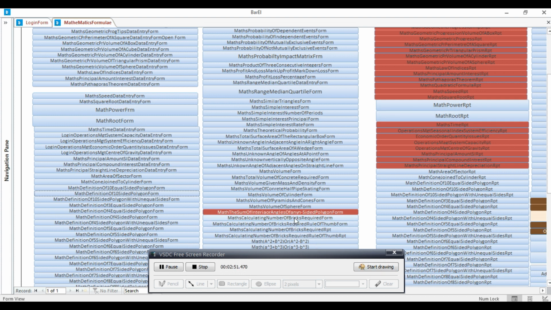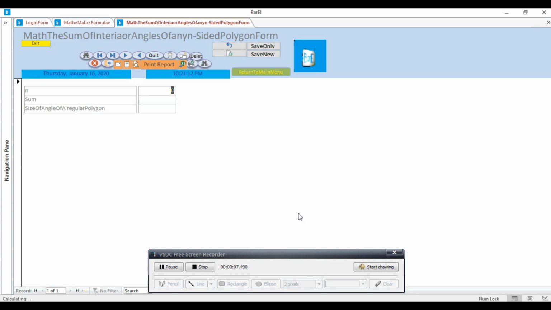Let us find the sum of interior angles of any sided polygon. A five-sided polygon is 540, and you see the angle of each of those in a regular polygon is 108.